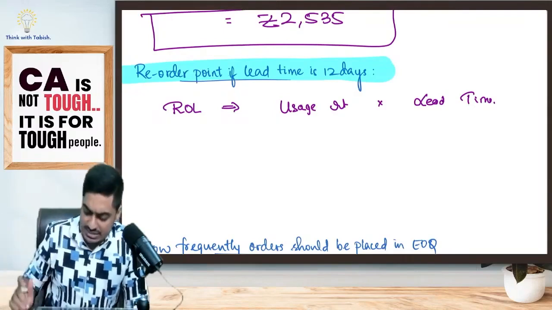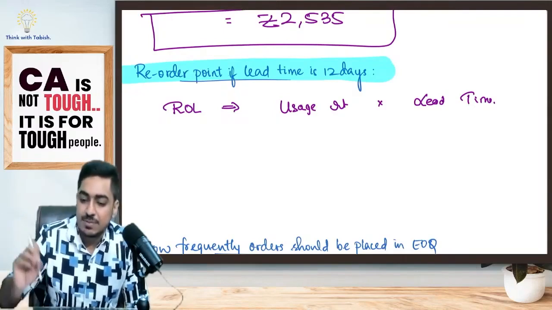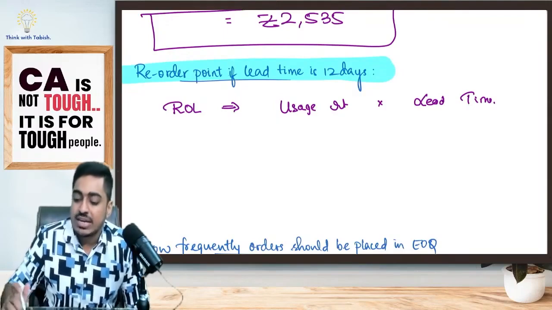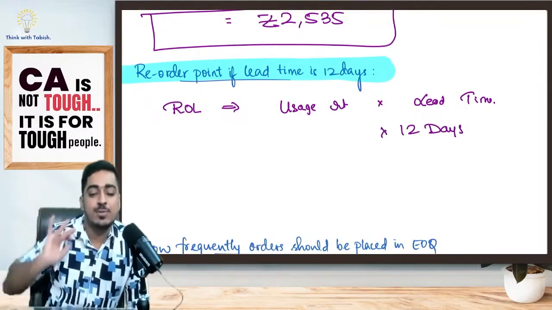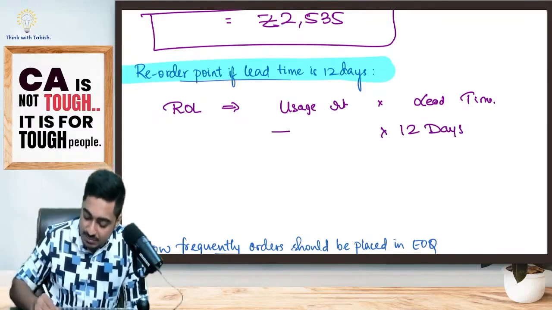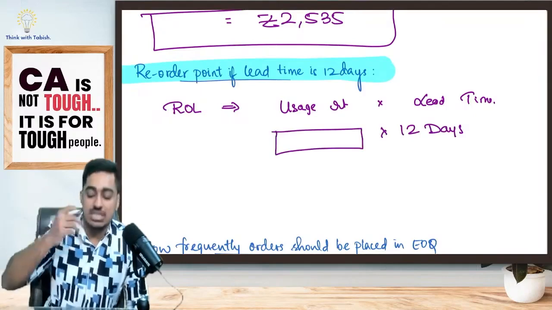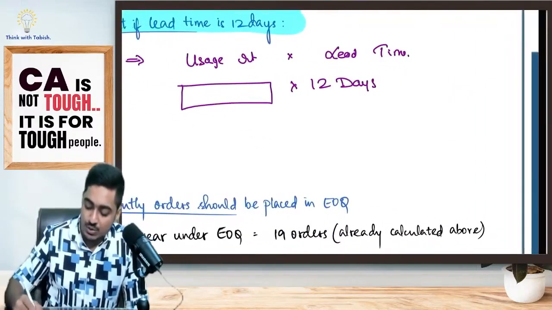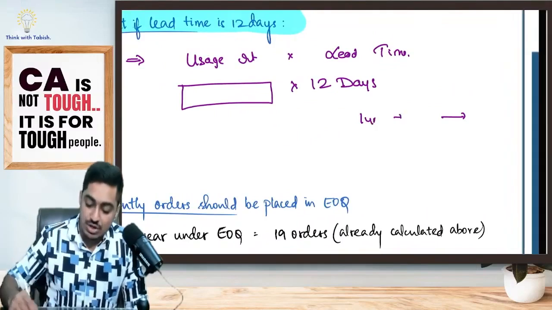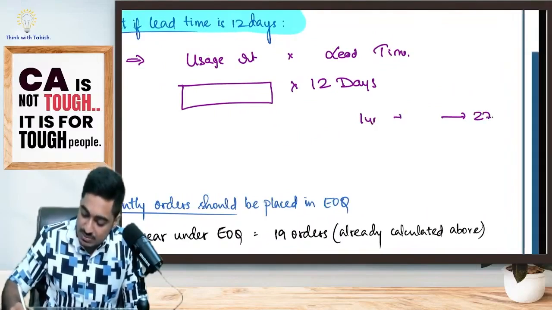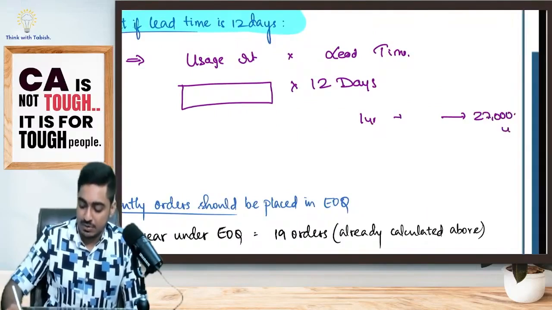Which usage rate, which lead time? Maximum usage rate into maximum lead time. The question is telling, if I place an order, how many days is my supplier taking to give me the goods? He will give it after 12 days only. That means at least 12 days before, I have to place the order. Tell me, students, daily how many units do I want? In 1 year, in total how many units am I using? Total 27,000 spare parts. Yes or no, everyone? Perfect.